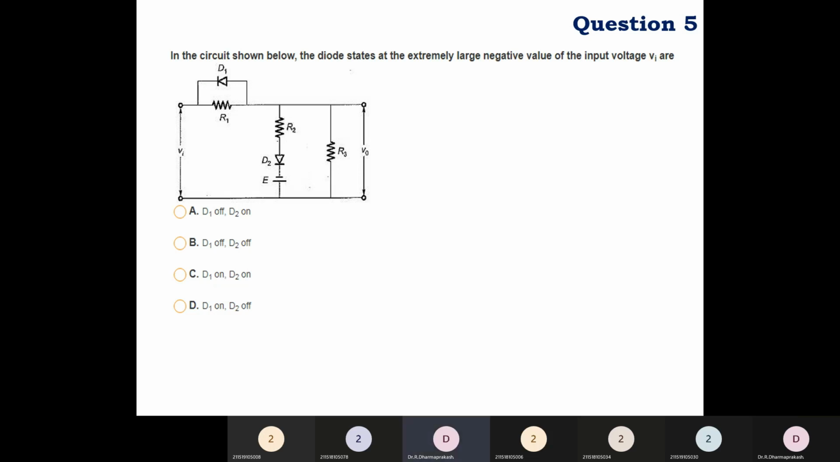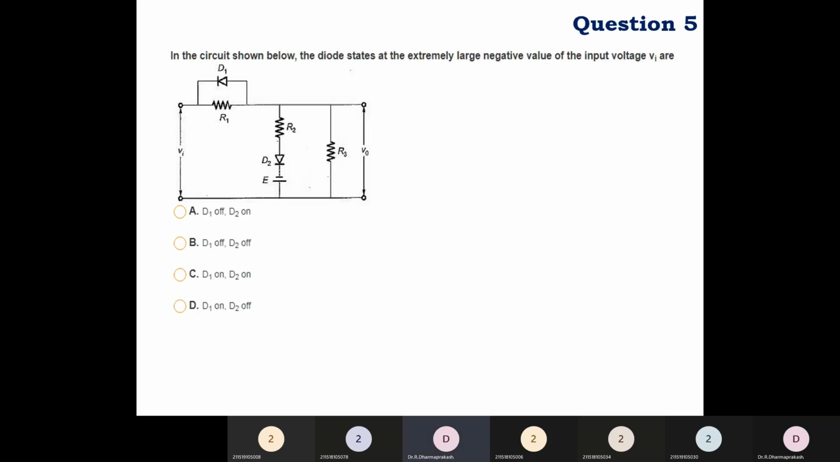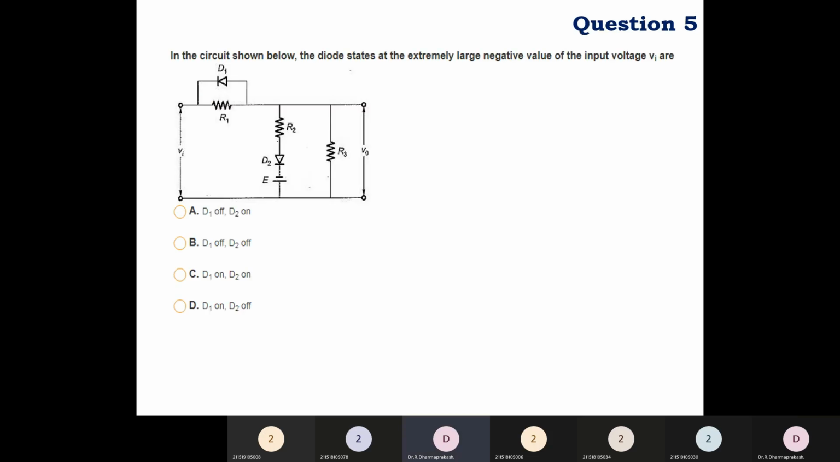So for this, if the input voltage Vi is of very large negative value, its magnitude will be greater than the value of V that is given here. This battery is greater than this value, and diode D1 will be forward biased. The current will flow from the higher potential to lower potential, so automatically the current will flow through diode D1 and it is forward biased, while D2 will be reverse biased. D1 is on, D2 is off. Here the option D, right?